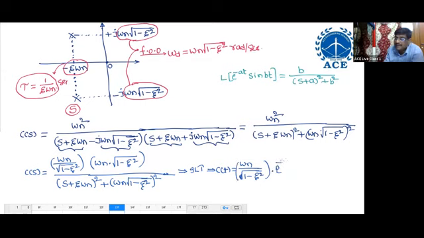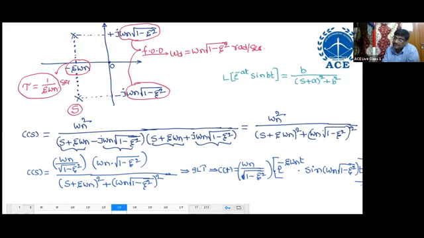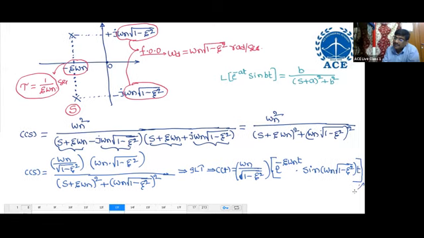e power minus zeta omega n t, sine of omega d t. Sorry, omega d is omega n root of 1 minus zeta square, into t. By default, you can represent this as u of t, which means the signal exists for t greater than 0. That's all.